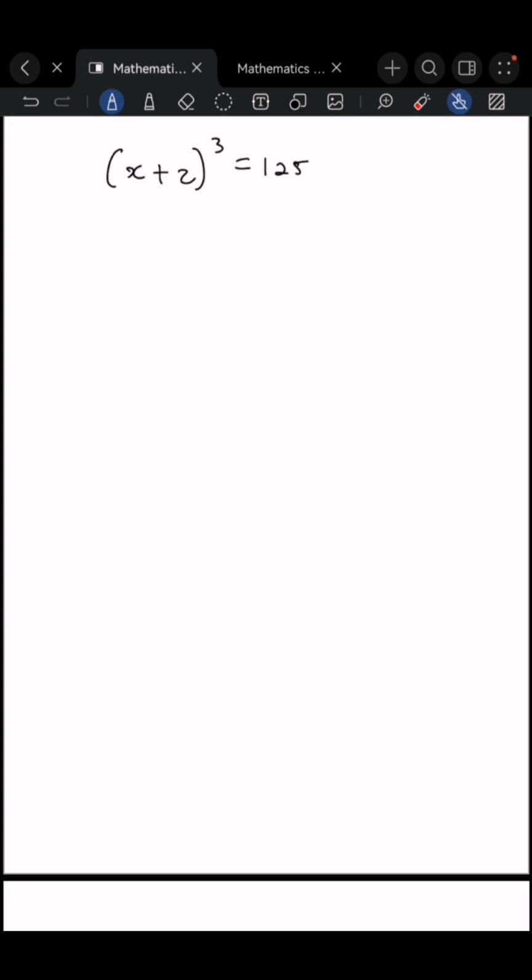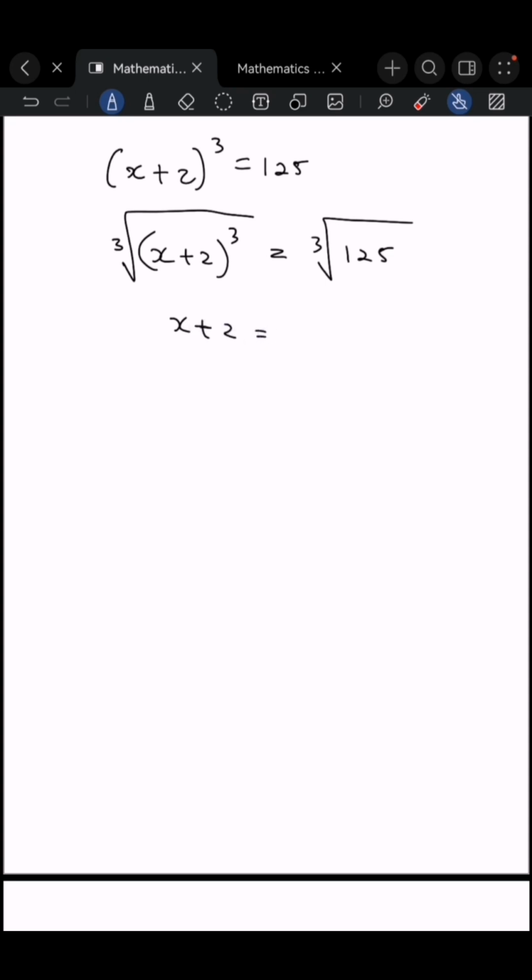Alright, what we have here is x plus 2 cubed is equal to 125 cubed. Obviously, it's x plus 2 cubed. Find the cube root, which should be equal to the cube root of 125. x plus 2 is equal to 5. Then x is equal to 5 minus 2, which is 3.